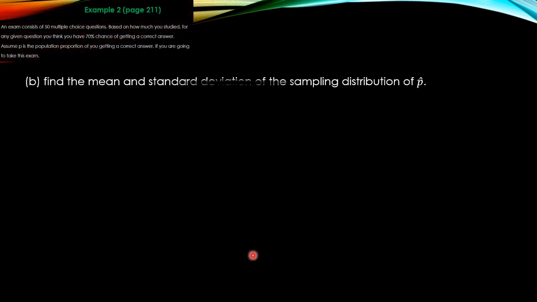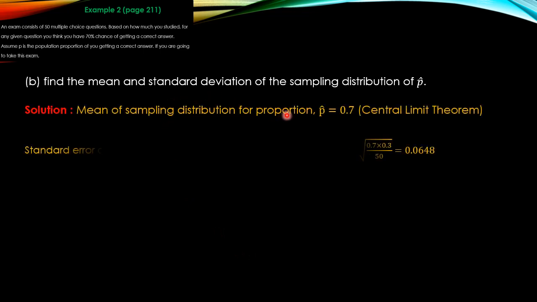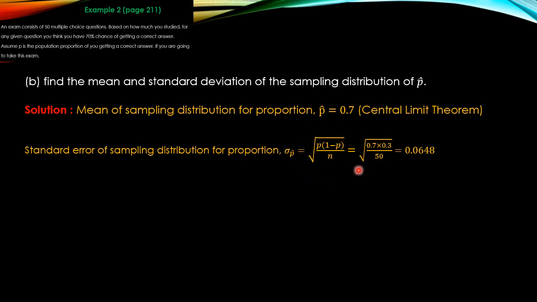So next question, find the mean and standard deviation of the sampling distribution of p hat. So the mean of the sampling distribution for proportion: from the question we have 70%, so 0.7 is the mean of p hat. For the standard error of the sampling distribution for proportion, we have this formula. Plug in the values, then we have 0.0648.